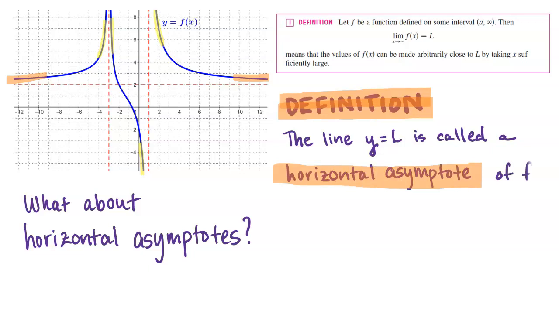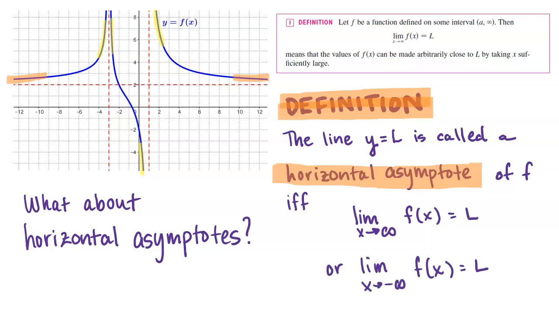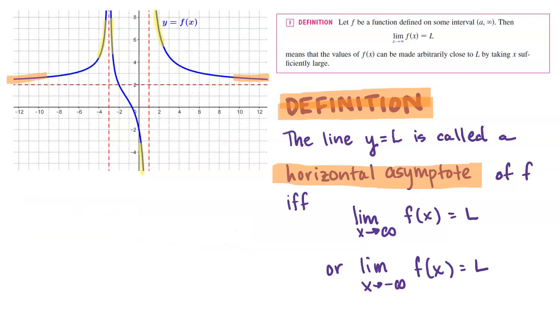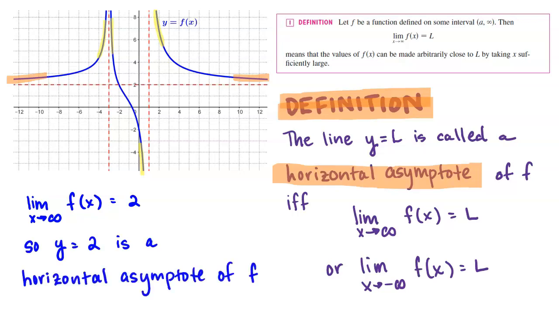The line y equals L is called a horizontal asymptote of f if and only if either the limit as x goes to infinity of f of x is L, or the limit as x goes to minus infinity of f of x is L. And in this case, the limit as x goes to infinity of f of x is 2. So that tells us that the line y equals 2 is a horizontal asymptote of f. We could try the same thing with the limit as x goes to minus infinity. That again, in this case, gives us 2, so we don't get another horizontal asymptote. We just get the same one, y equals 2 again.